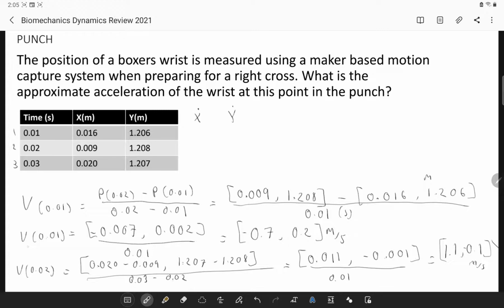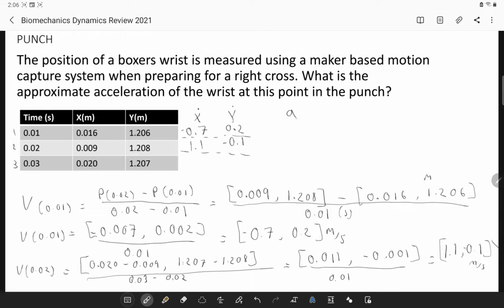So my velocity in the x at my time here is going to be 0.7. It's actually negative 0.7. And then at my time 2, it's 1.1. And then in the y, I have at time 1, 0.2. And then at my time 2, I have negative 0.1, right? So I'm just adding kind of onto this table to make a new set of columns for my velocities.